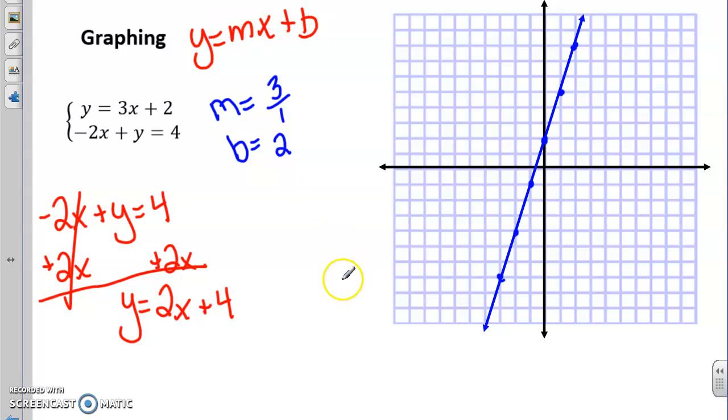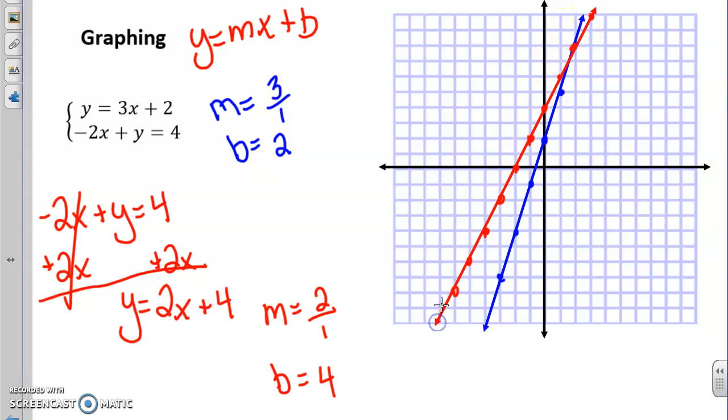Okay, so in this one, our slope is 2, the number in front of x, make it a fraction, put it over 1, and my y-intercept is 4. All right, so we'll graph our y-intercept first, which is 4. And then our slope is 2 over 1, so I go up 2, right 1. Or I could go down 2, left 1. Okay, and then get my ruler, draw the line.